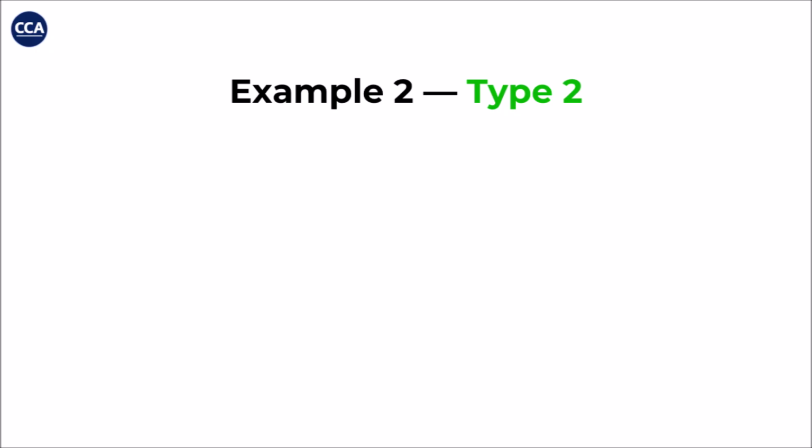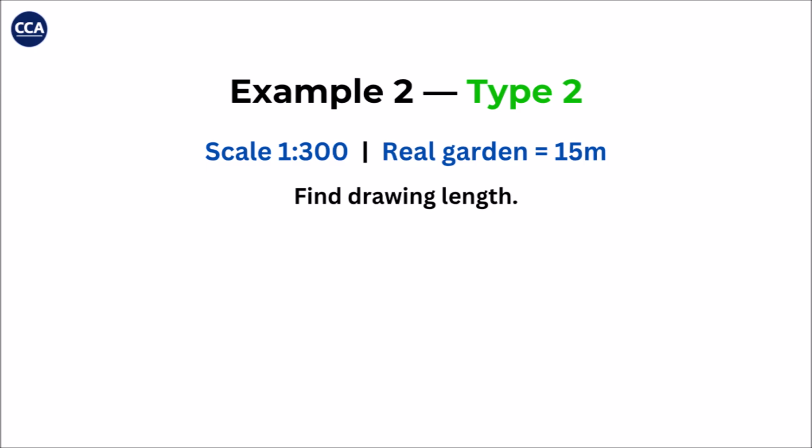Now, a type 2 problem. A garden is 15 meters long in real life. A landscape architect draws it using a scale of 1:300. What length should the garden be on the drawing? Type 2. Find the drawing measurement. Divide. Drawing length equals real length divided by scale factor.